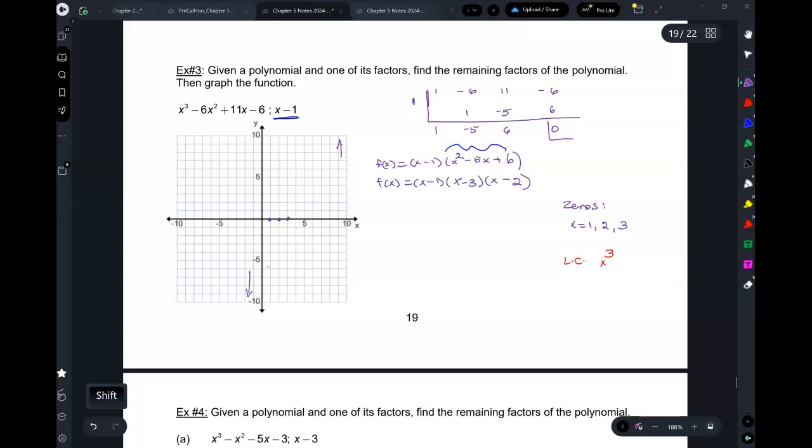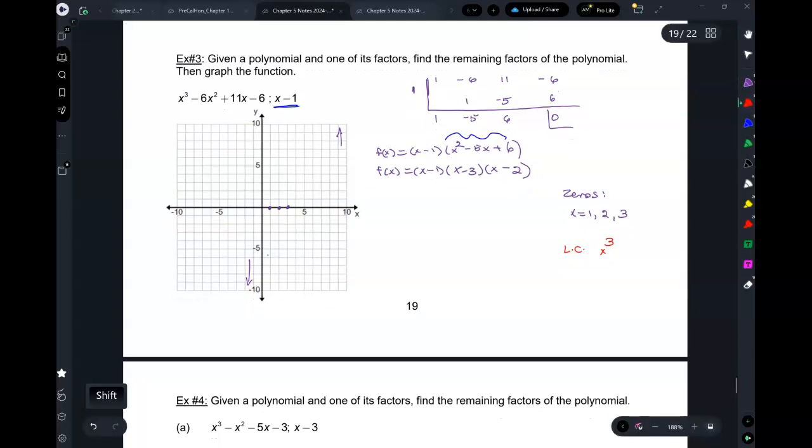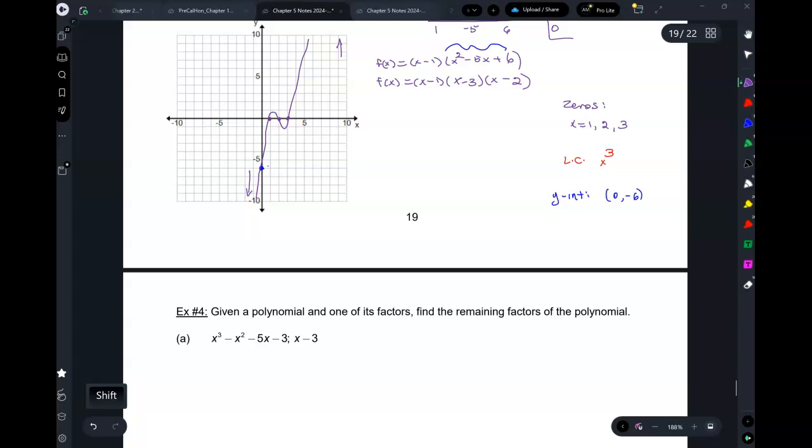Oh, you know what? Hang on. We could do one other thing. Why don't we find the y-intercept? What's the y-intercept? What would we get? 0, negative 6. So now we can do it even better. We can do one better, like that. Because for the y-intercept, you have to make x equal 0. So 0, negative 6. You plug in x is 0.